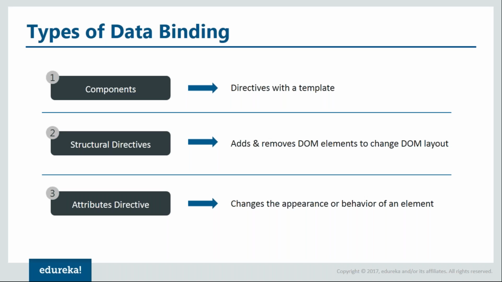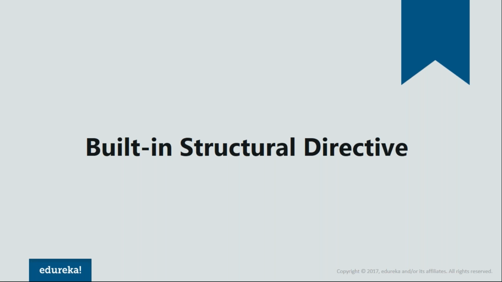Now the second one is called structural directives. As the name suggests, structural directives allow you to change the structure of your DOM, or change the DOM layout, by adding, removing, or replacing a certain DOM element with another one. That's how structural directives work. The last one is called attribute directives, which allow you to change the appearance or behavior of an element in your DOM. For example, you can change the background color, the font size, the font color, all those things can be done using an attribute directive. So let's go ahead and understand each of these two directives one by one. We'll start with structural directives.